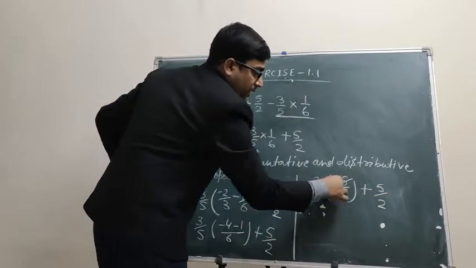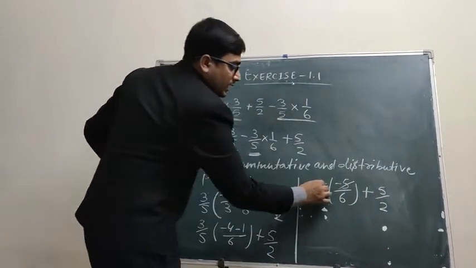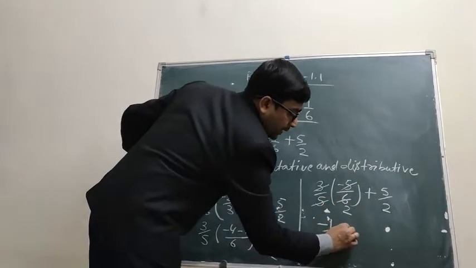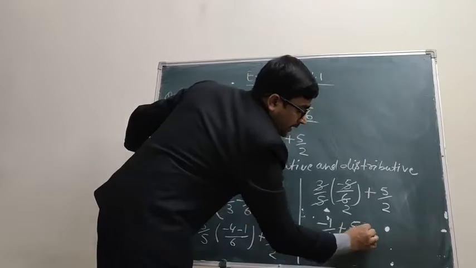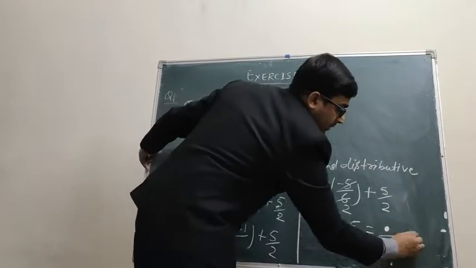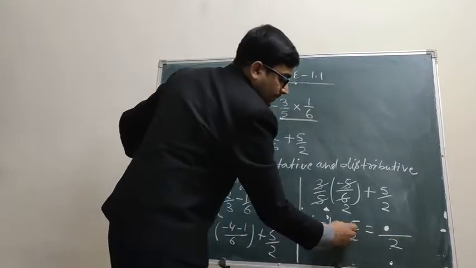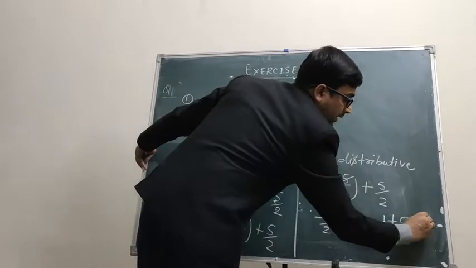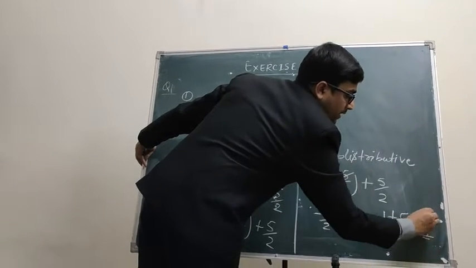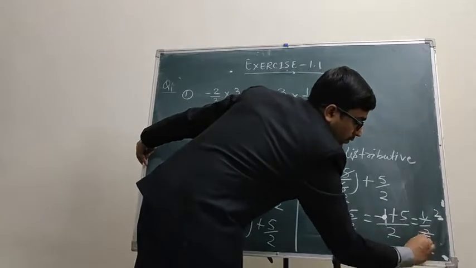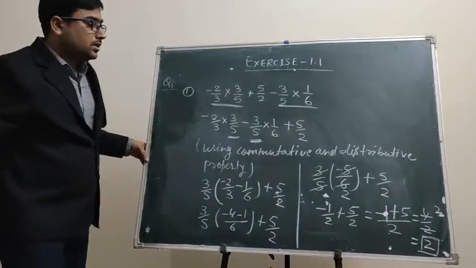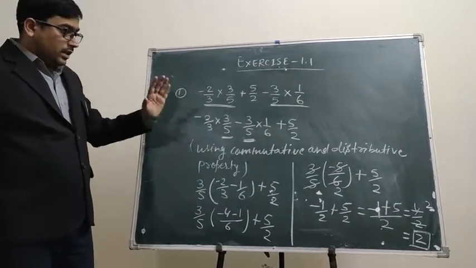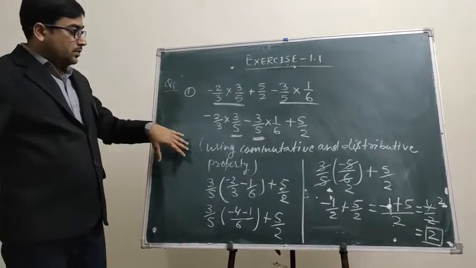Here 5 and 5 are cancelled out. 3 and 6 are cancelled out. Minus 1 by 2 plus 5 by 2. Again the LCM of 2 and 2 is 2, minus 1 plus 5. What we get? 4 by 2. Cancelled out, what we get? 2. The answer is 2. If you have any problem, you can ask me.